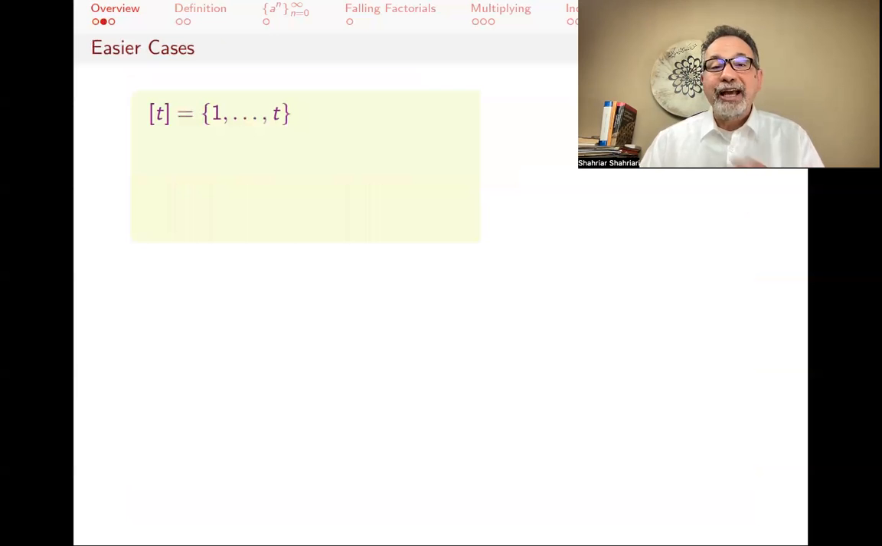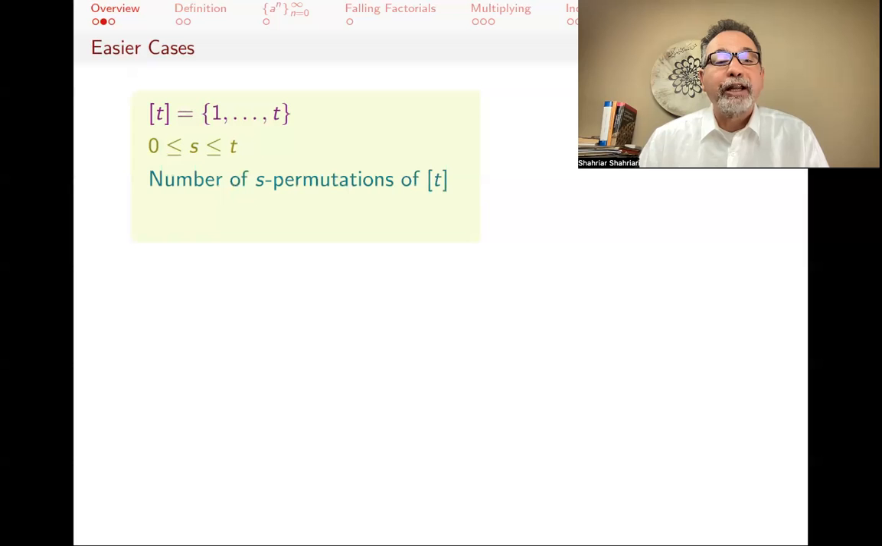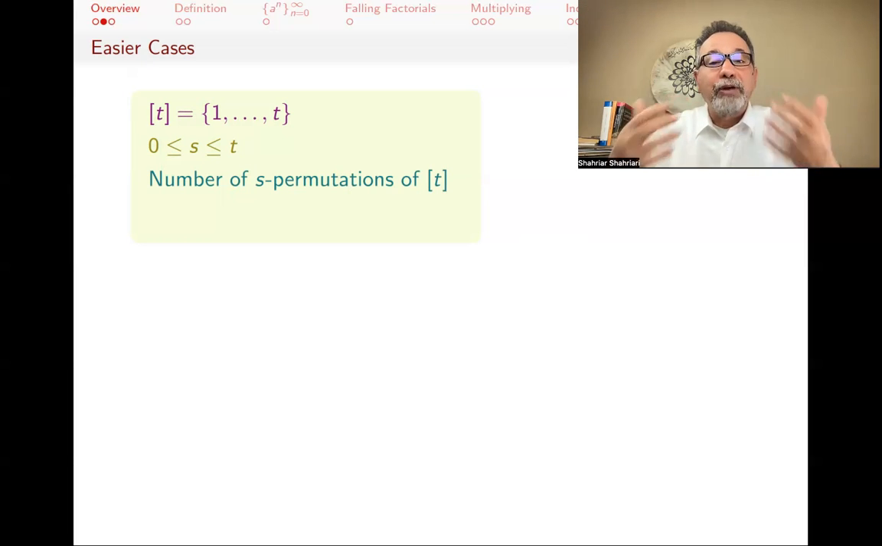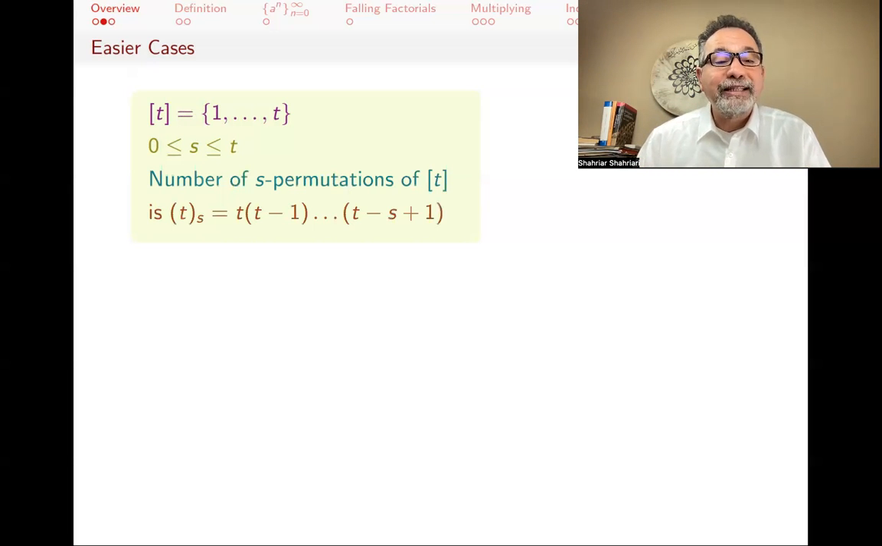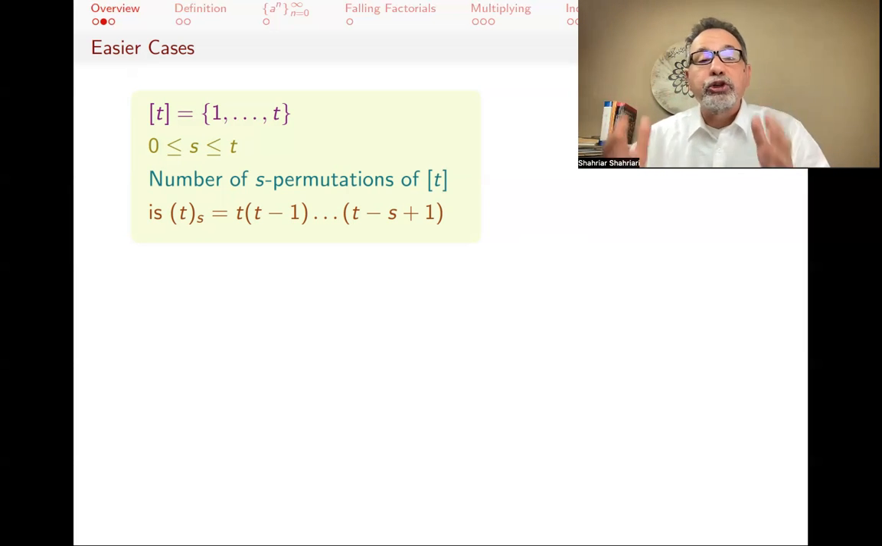Some easier cases of a similar problem would be if the original set wasn't a multiset, was just a set, and what you wanted was just the number of S-permutations of a set with T elements. So this is also a multiset, but the repetition numbers are all 1. In this case, the answer would be T times T minus 1 all the way till T minus S plus 1, a falling factorial, a truncated factorial. You start with T and only go S terms. Why is that S terms? You don't go all the way to 1, you just go to S terms.